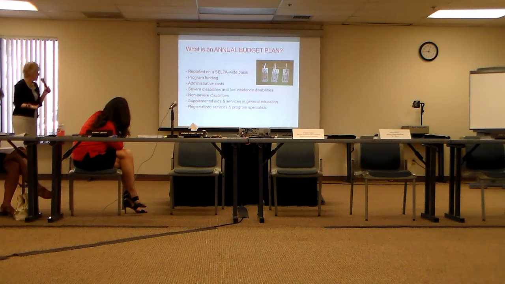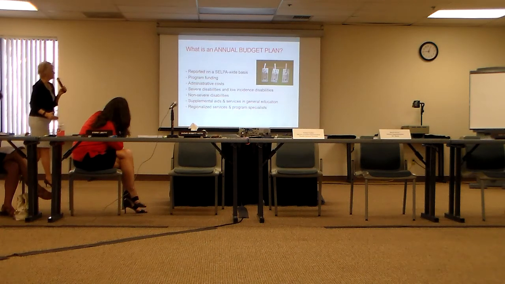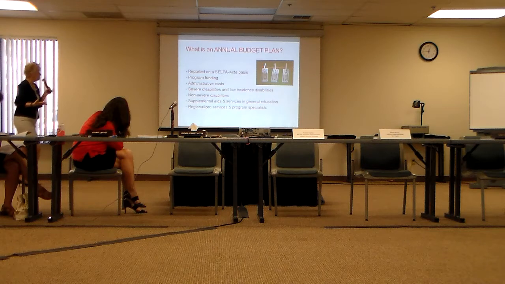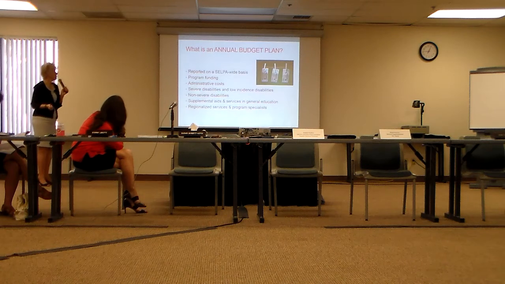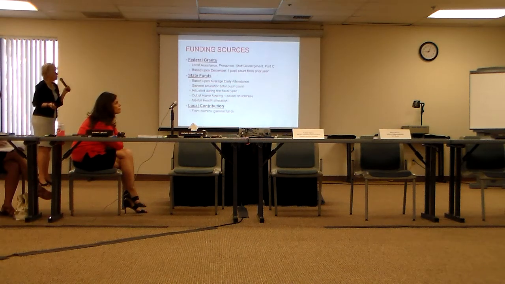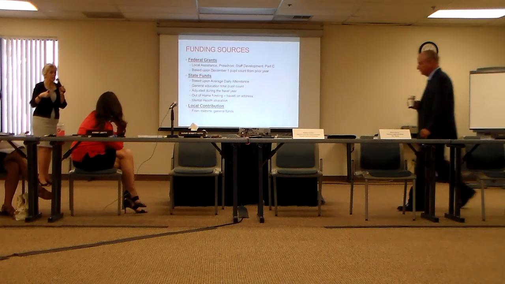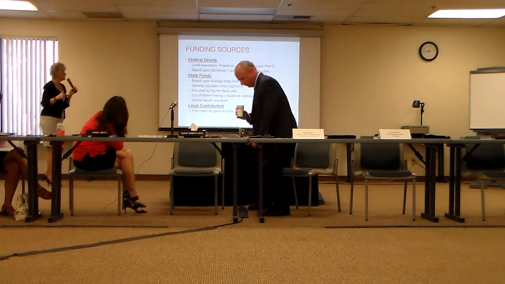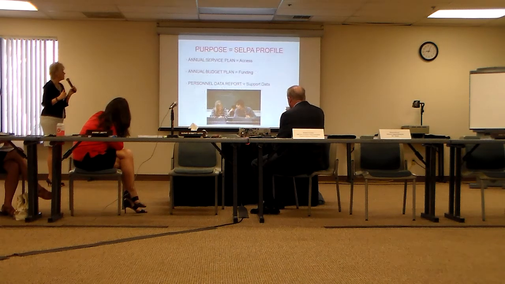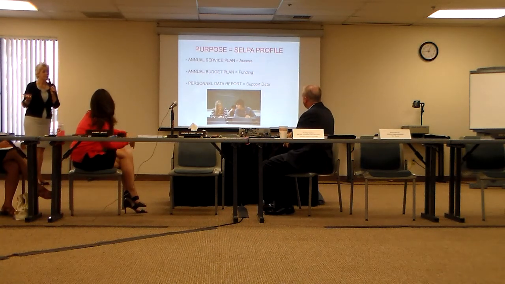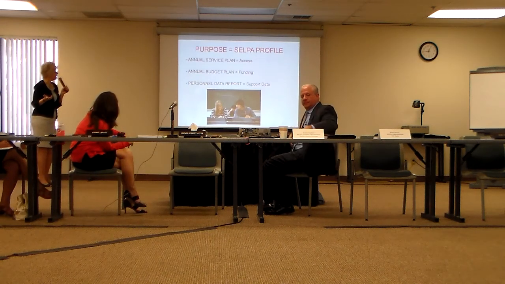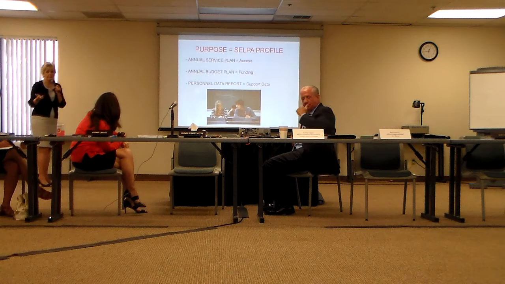It has to talk about program funding and administrative costs, and if you look at your budget plan, you'll see it goes right in this order: severe disabilities and low incidence, non-severe, supplemental aids and services in gen ed, and regionalized services and program specialists. For the funding sources, we look at federal, state, and local contributions. Local would be the general fund. The purpose is to give the state, the CDE, a profile of the WESELPA. So the annual service plan provides information about access to services. The annual budget plan is about funding.